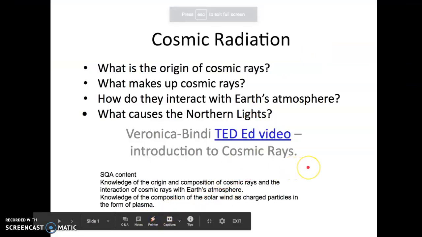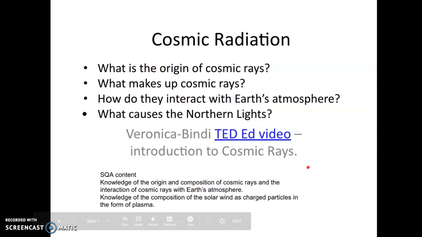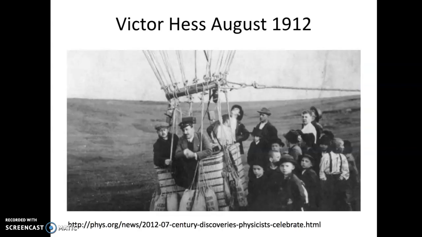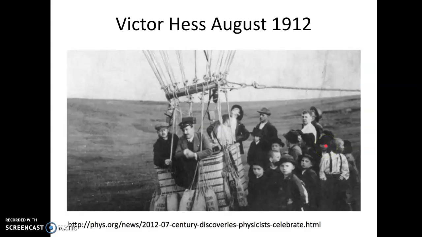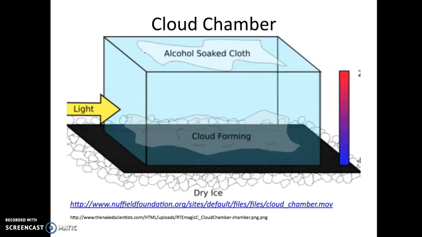So this is all about cosmic radiation, and we're going to come up with answers to some of these questions, which includes how the northern lights operate. You're asked to watch this TED Ed video first, and that tells you partly the story of Victor Hess, who over 100 years ago first demonstrated cosmic rays. We can actually observe them using something called a cloud chamber.